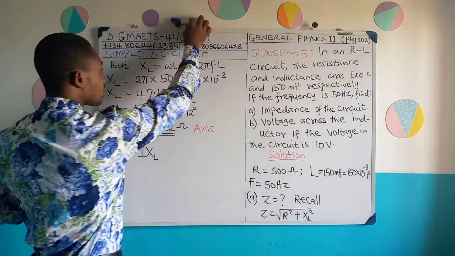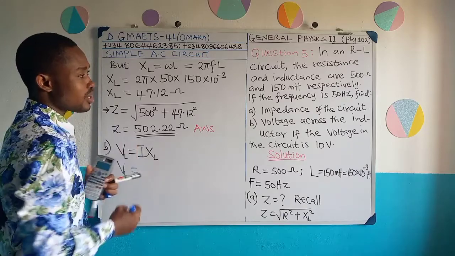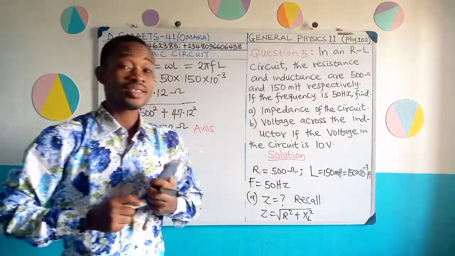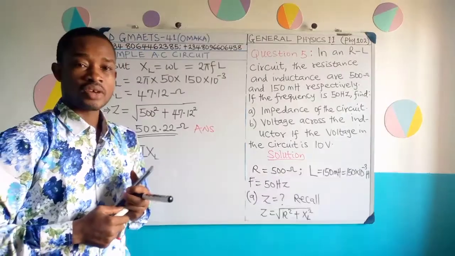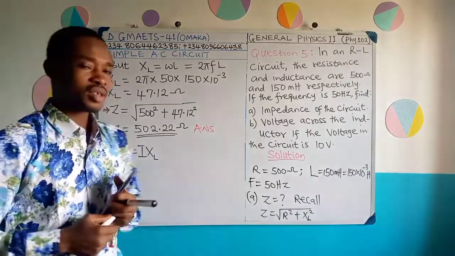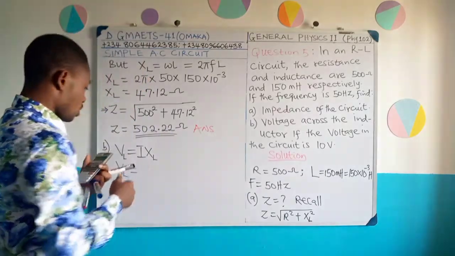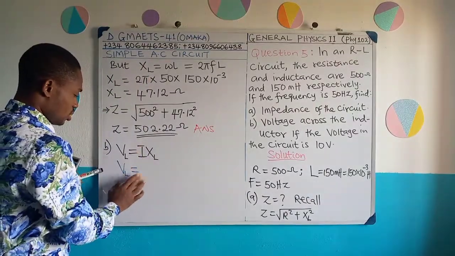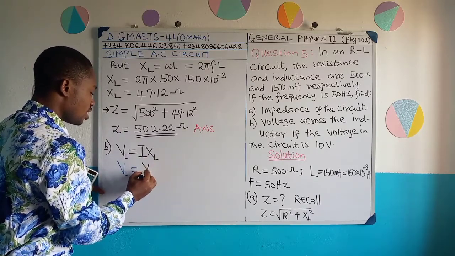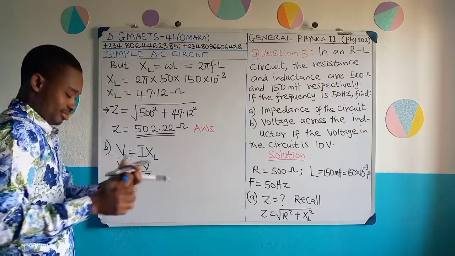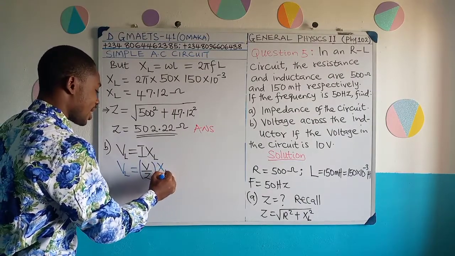I would use the blue marker to proceed in solving this part. So our VL now is equal to the current in the circuit. We do not know that, so we have to determine the current in the circuit first. And to get the current in the circuit, it's going to be the voltage in the circuit divided by the impedance in that circuit. So I'm going to write something here. This current is equal to voltage in the circuit divided by impedance. Alright, so I will close that in brackets and multiply it by XL.